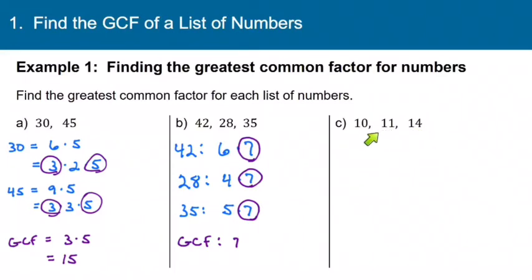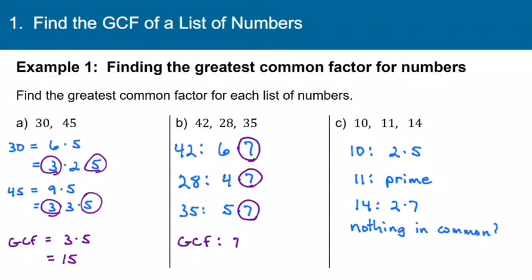Now let's look at part C. And here we have 10, 11, and 14. Now 10 is easy to break down into 2 times 5. Of course, 11 is prime, and 14 is 2 times 7. And when you first glance at these lists, you might think, well, they don't have anything in common. And you might be tempted to say that the GCF is 0 or that there's not a GCF.